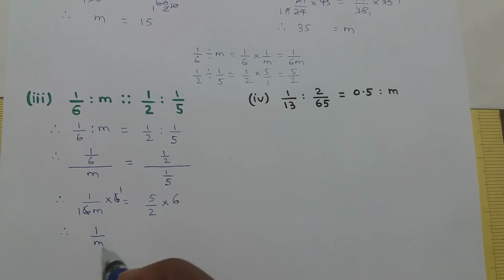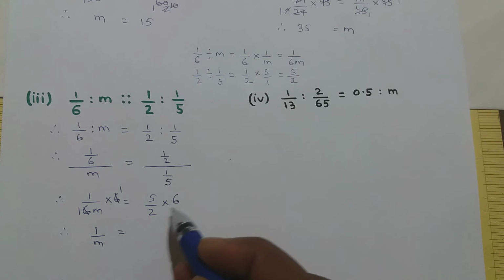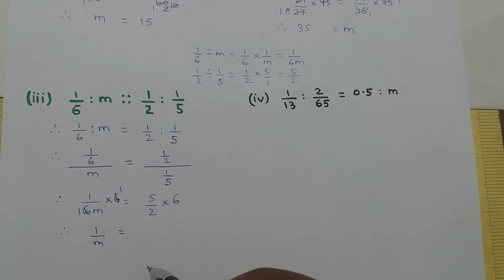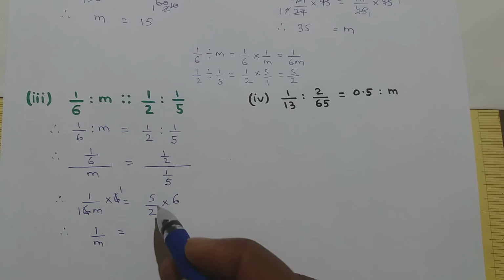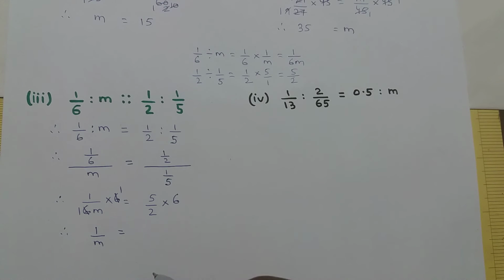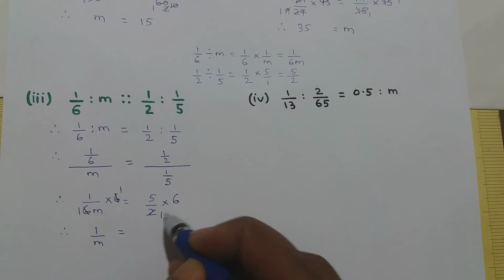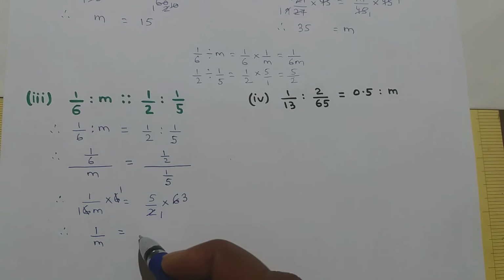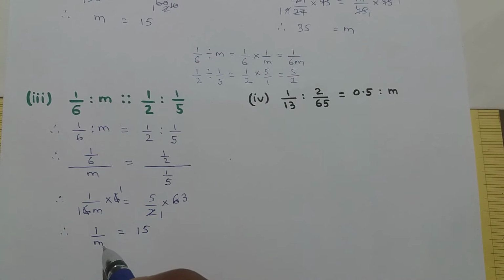So the left hand side of the equation becomes 1 upon m, equal to, now the right hand side of the equation is 5 upon 2 into 6. Let us simplify the right hand side. 2 ones are 2, 2 threes are 6. So 5 into 3 is 15. So the right hand side becomes 15. So 1 upon m is equal to 15.